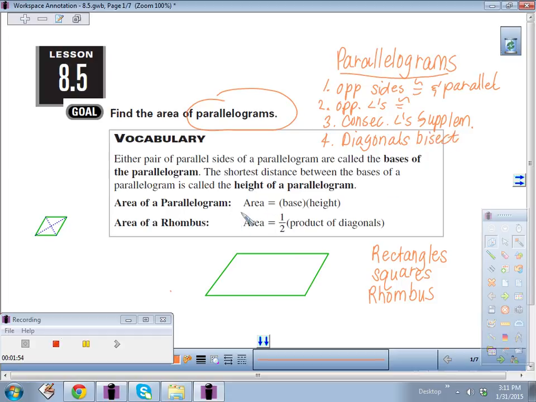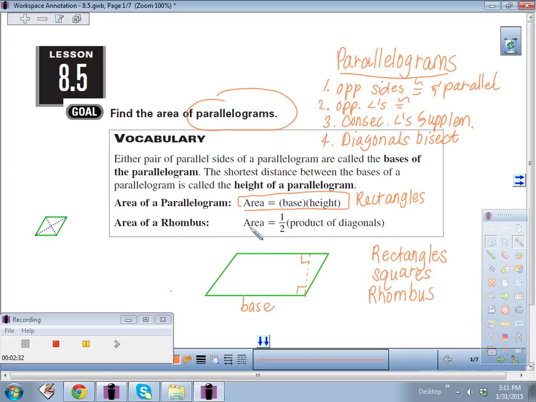So the area formula for a parallelogram is just like a rectangle's area formula. It's base times height. Now, the one thing that will be different about a parallelogram is that the height will not typically be on the outside. It will be on the inside of the parallelogram. But it always forms a right angle with the base, so this could be our base, and this would be the height.